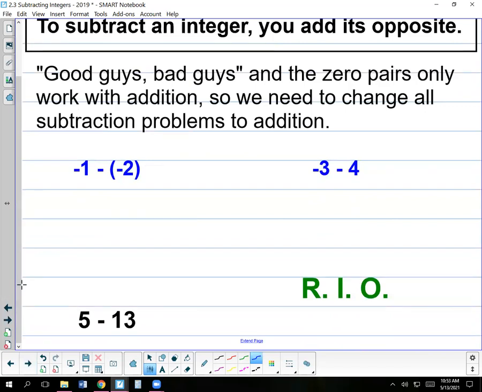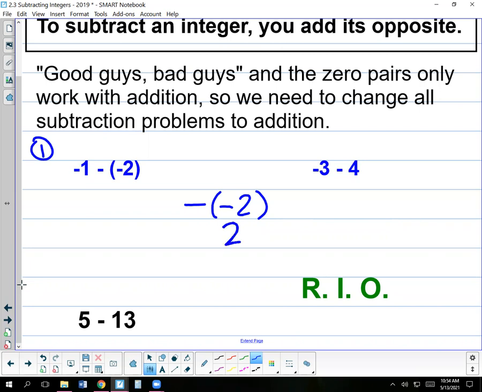Okay, so number 1, I have a -1 minus a -2. So what I really have is, that's not a good number to start out with, but okay. So here's what I do. Do you see how we have a minus a negative? What's the opposite of a -2? +2. Okay, you see how I said that?